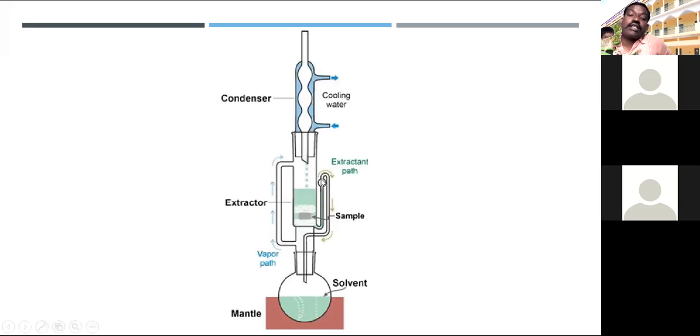This is the experimental setup of the continuous extraction. This is the metal heater. This is the solvent. The solvent is heated. This is the condenser. This is the tube. This is the reservoir. Here the mixture of the sample is extracted. The evaporated solvent is dropped into the sample. It is extracted by a different path. This is the experimental setup of the continuous extraction method.